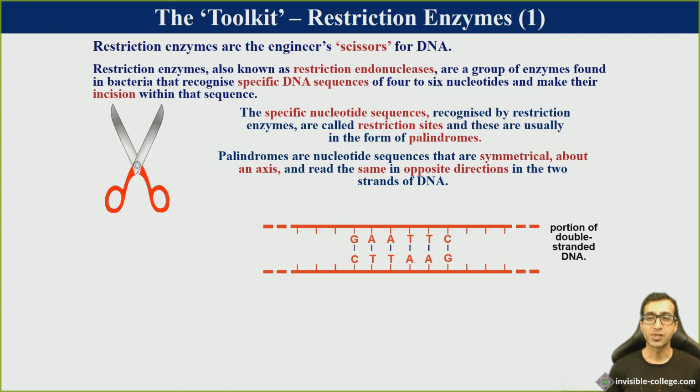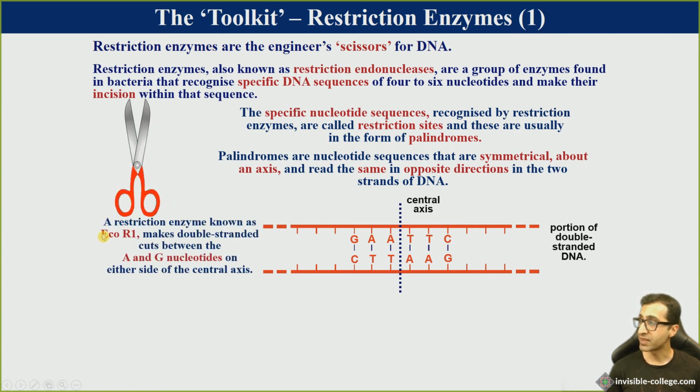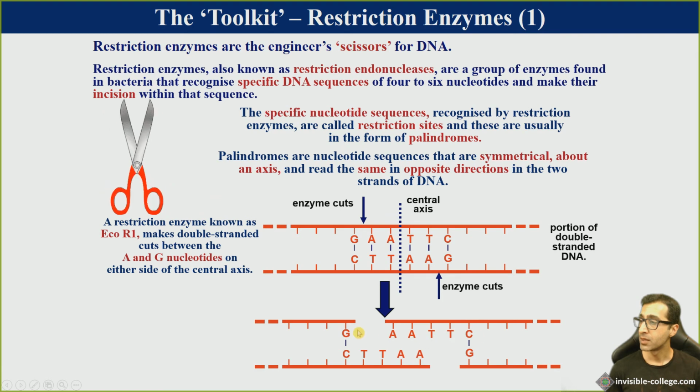So this would be an example of one such sequence, and as you can see, whether you choose to read it in this direction or in that direction, the palindrome has the same sequence. So in this case, the restriction endonuclease would cut at this location. An example of one of these is the restriction endonuclease EcoR1, and this makes a double-stranded cut between A and G nucleotides on either side of the central axis. So this is where the enzyme cuts between A and G, and because it's palindromic, it will cut at the same position on either side of the palindrome, and this produces the ends of the DNA like this.